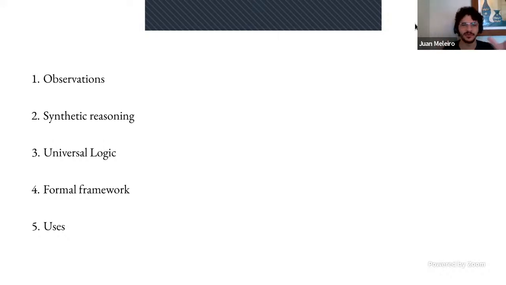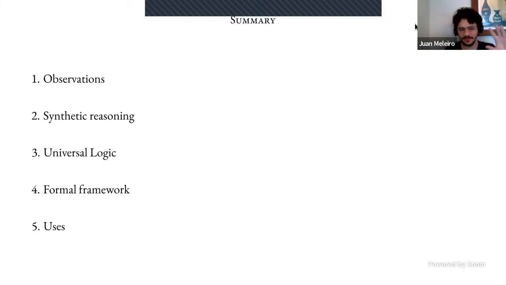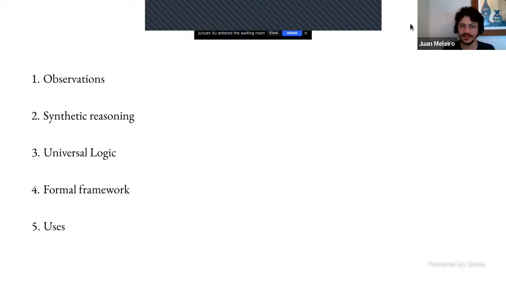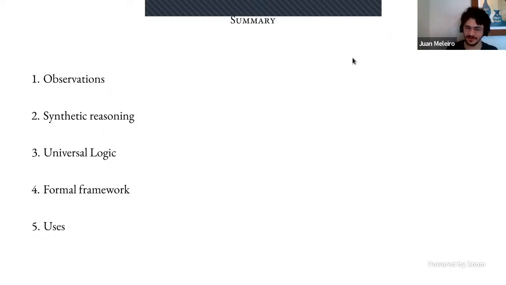And here's a brief summary of what I'm going to talk about. I'm going to introduce some observations about where I stand, just so you know where I'm coming from. Then I'm going to introduce the idea of synthetic reasoning, why it's an attractive idea, and some of its shortcomings. Then I'll talk about universal logic as a way to structure what we've seen so far and to create something new. That something new will look like what I'm going to talk about in the formal framework section. And then I'll show what it means to do modular mathematics in uses, just to give you an idea of what I mean by that.